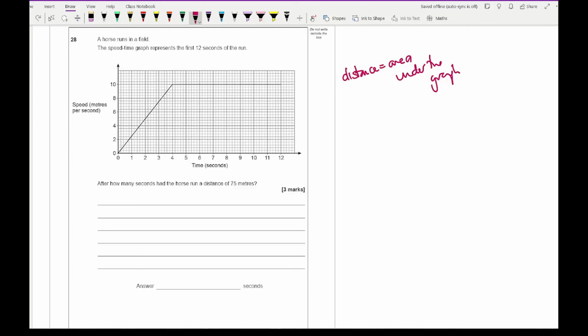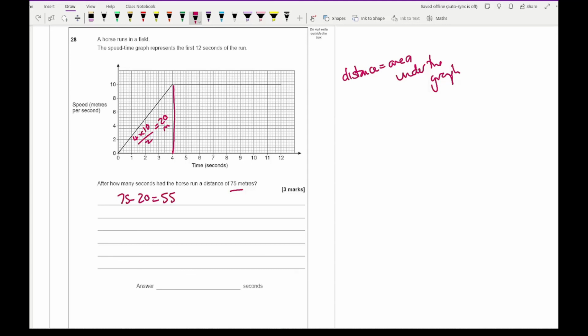So what I need to do first, if I just split this first section in the first 4 seconds, should I say, I need to work out the area of this. Now to work out the area of this, that's going to be 4 times 10 divided by 2, which is 20. So this represents 20 meters. So what I'm then needing is 75 take away 20, which is 55.